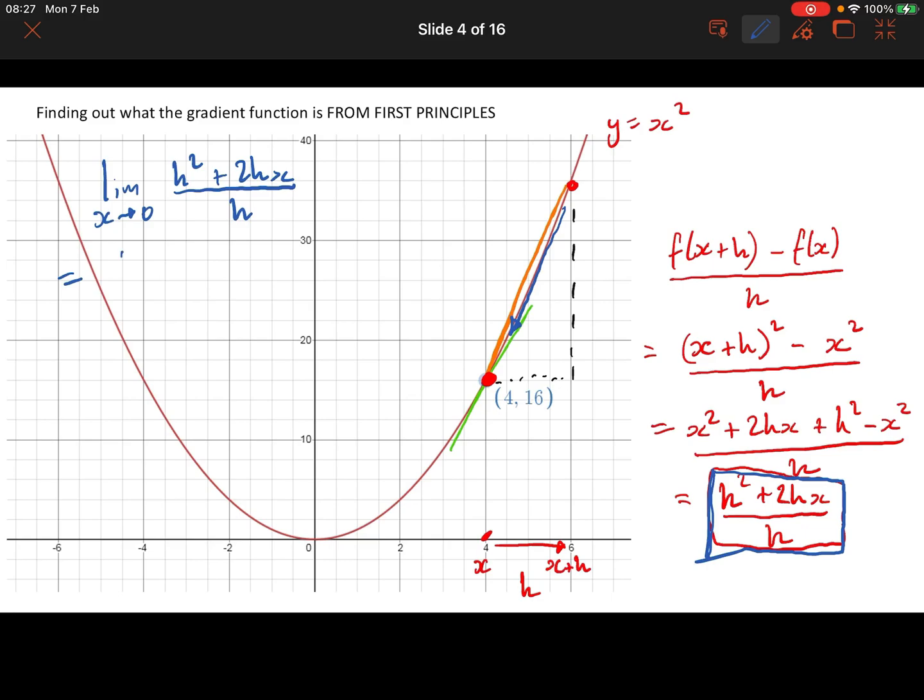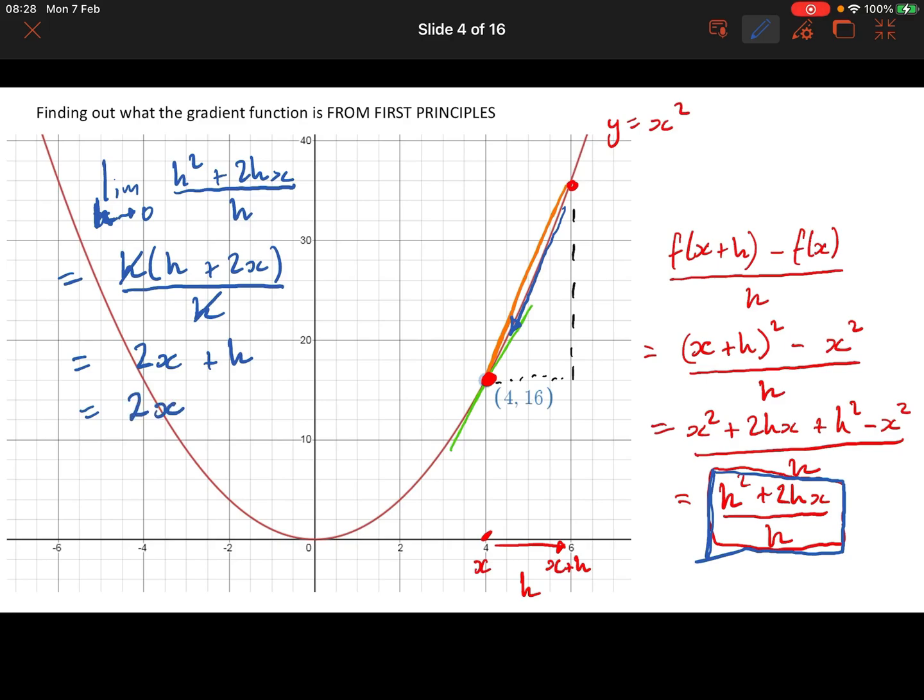That will be h times (h plus 2x) divided by h, and that is how I managed to cancel away the discontinuity. So now I get 2x plus h. And as h tends to 0, I've written that wrong, that should be as h tends to 0, because h is moving towards nothing, not x, we just end up with 2x for this function.